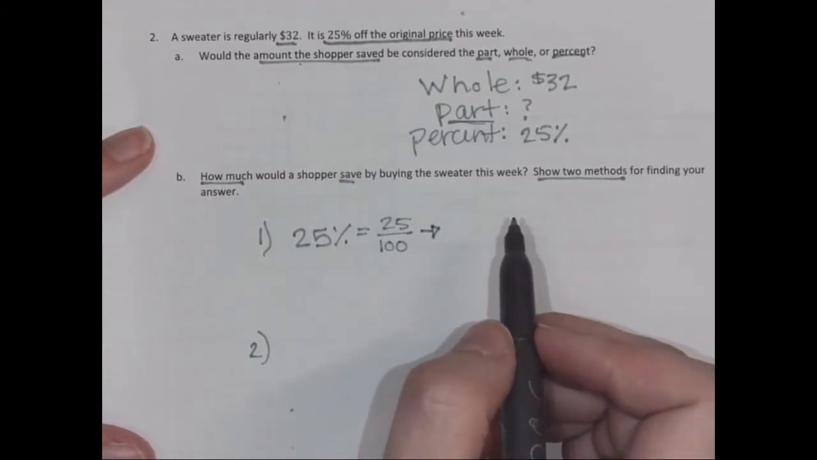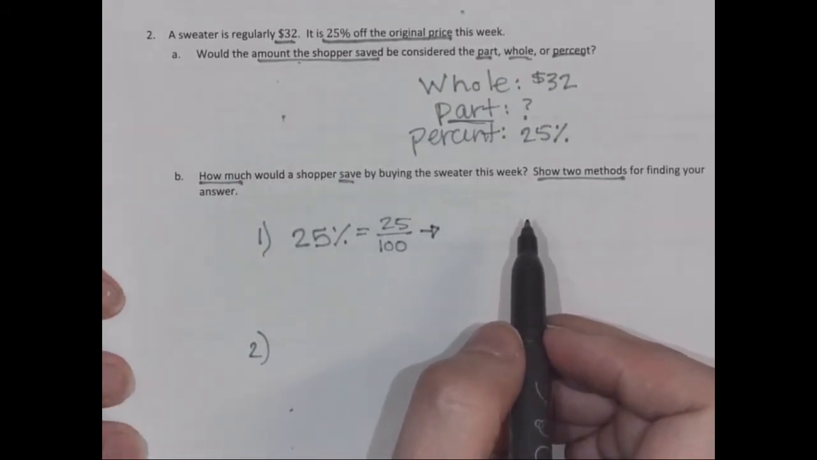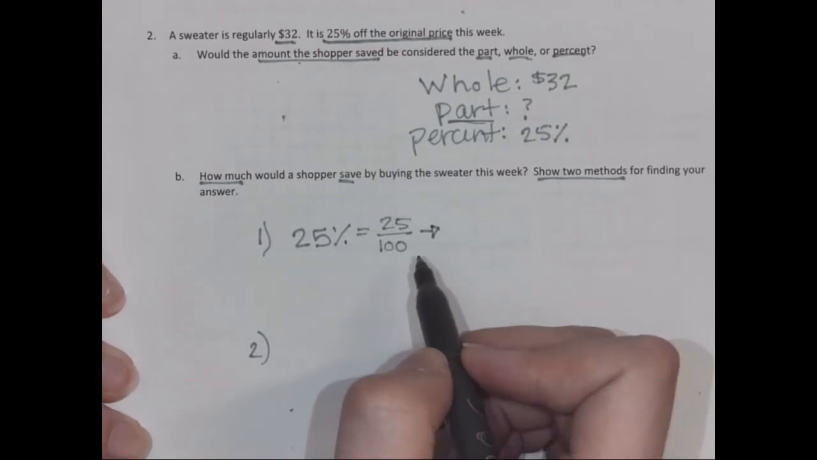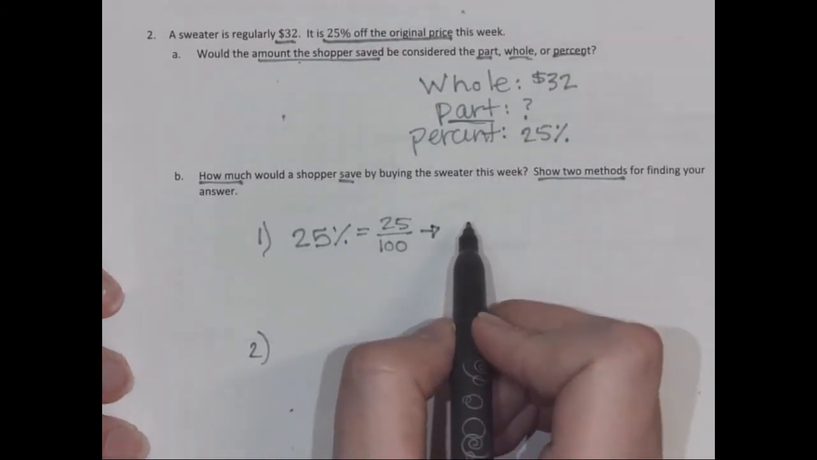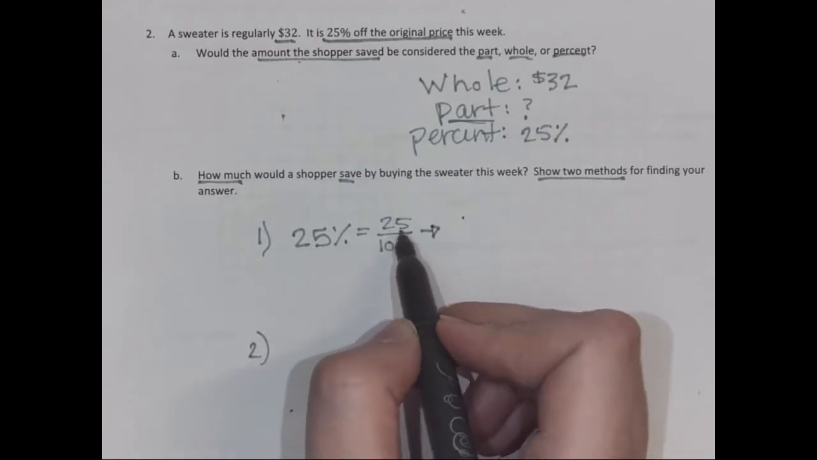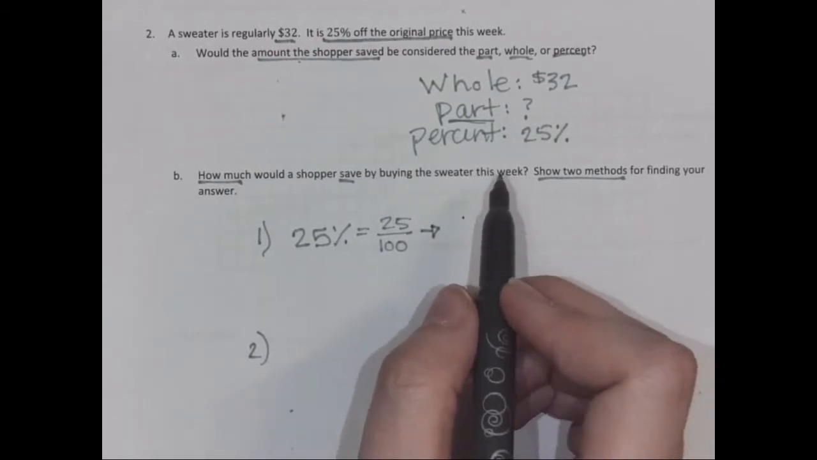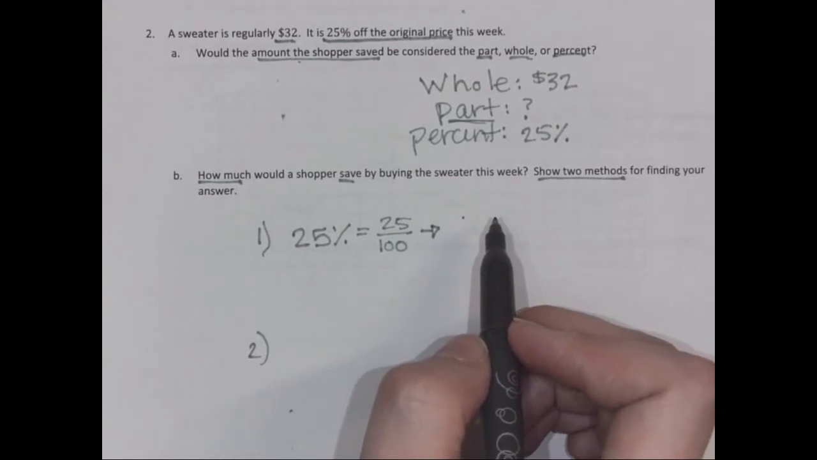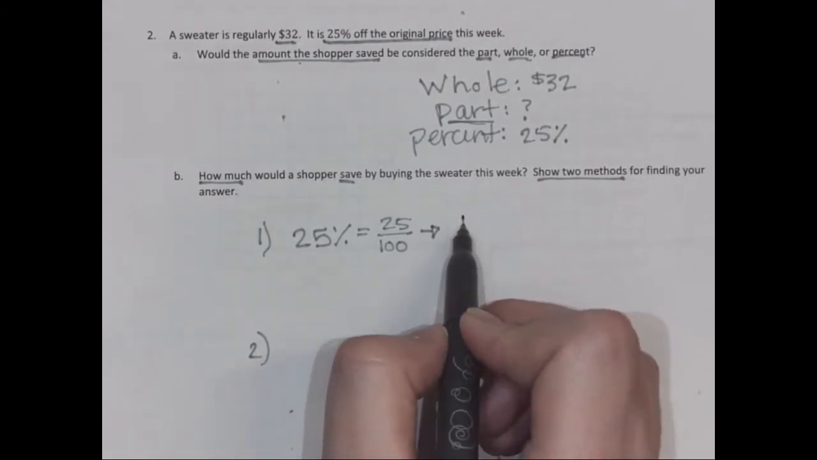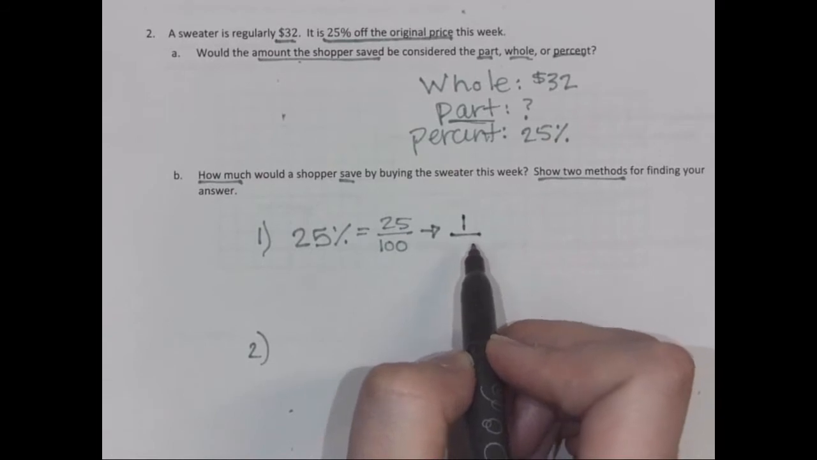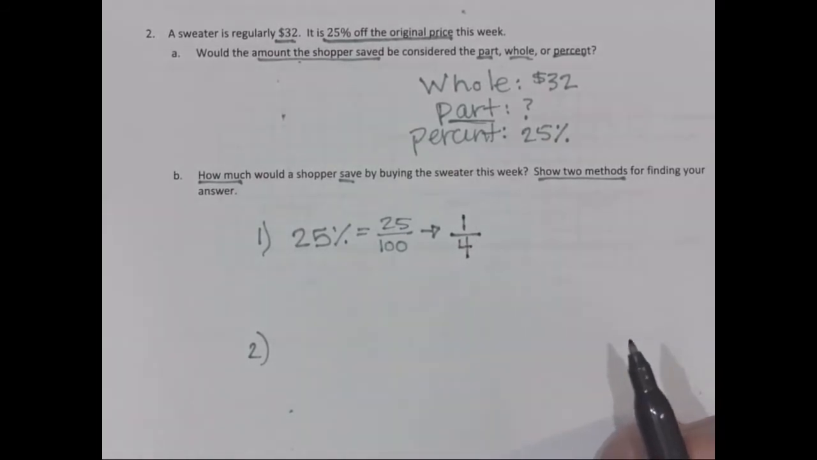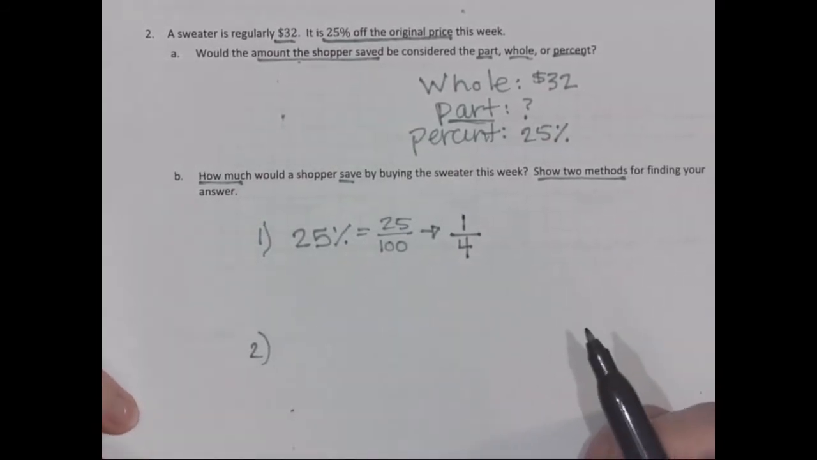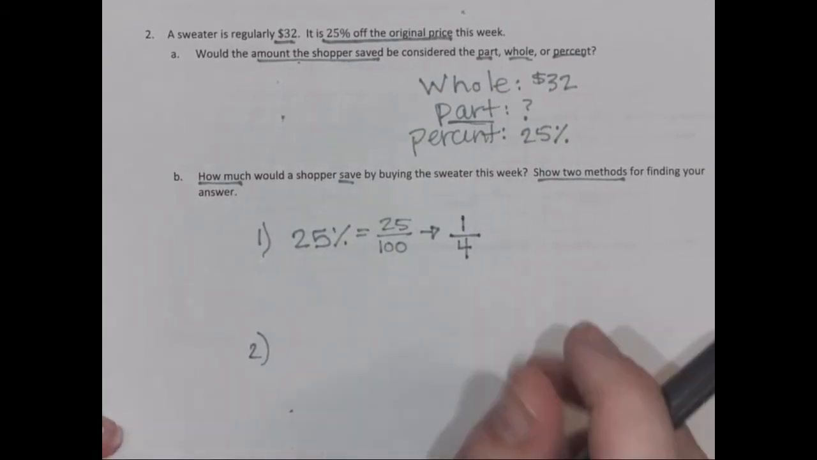Well, you could divide it by 25. I could divide it by 25. And Persephone, what would I get? 25 divided by 25 is? 1. And 100 divided by 25 is? 4. So 1/4. 25% is equal to 1/4.